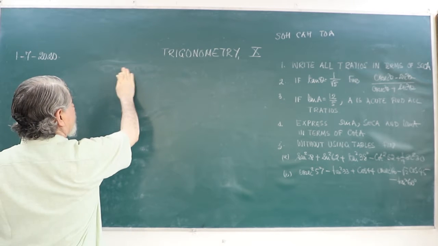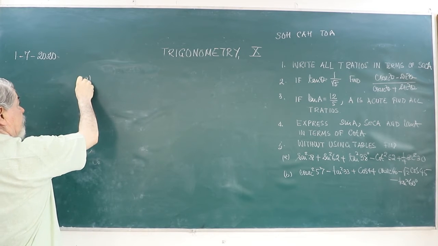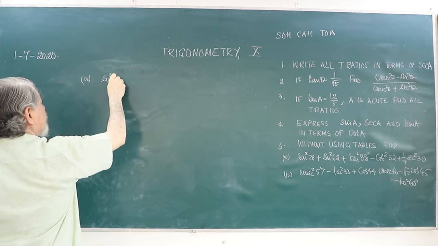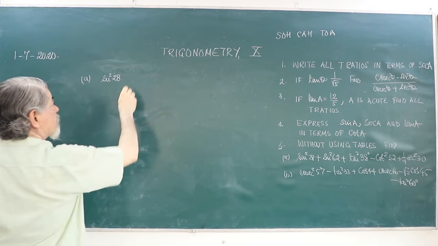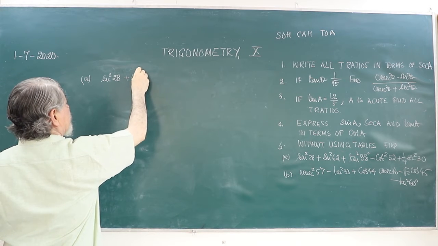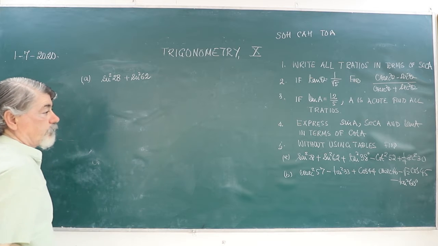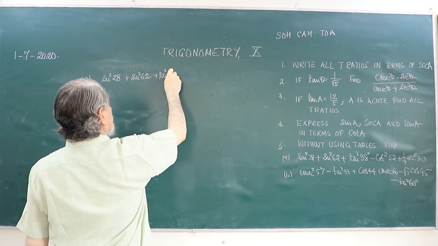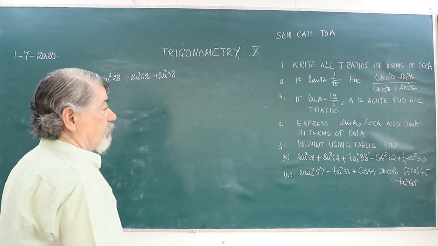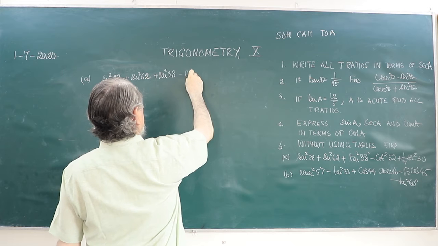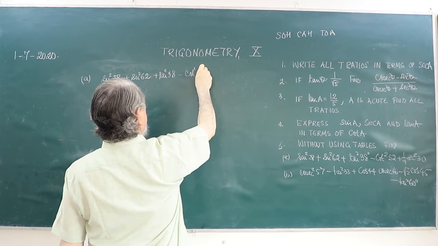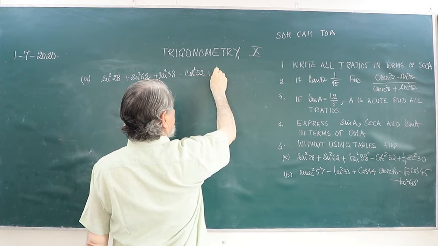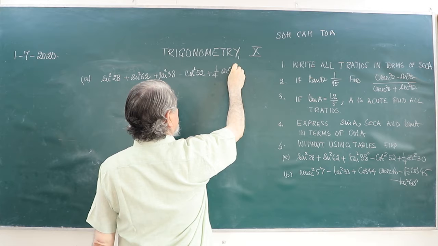Like he says, the fifth question, first part is sine square 28 plus sine square 62 plus tan square 38 minus cot square 52 plus 1 upon 4 sec square 30.